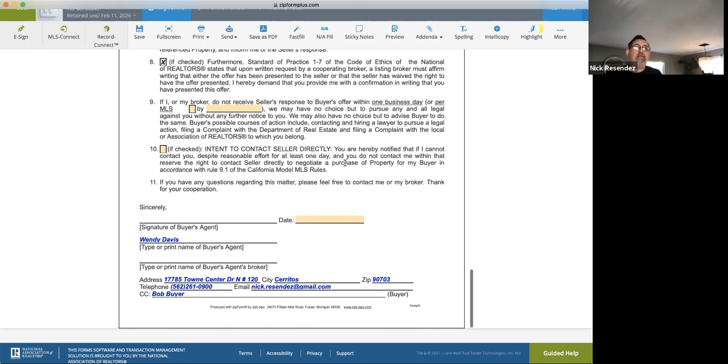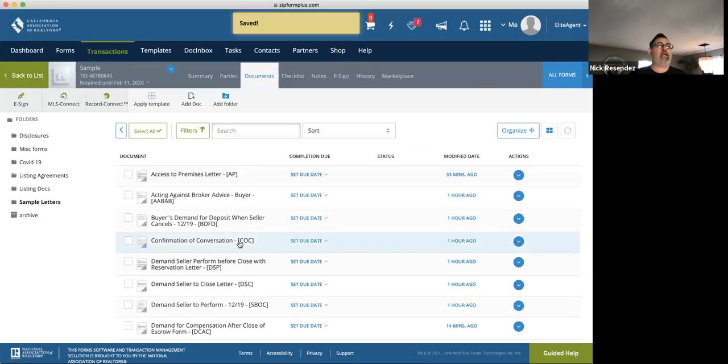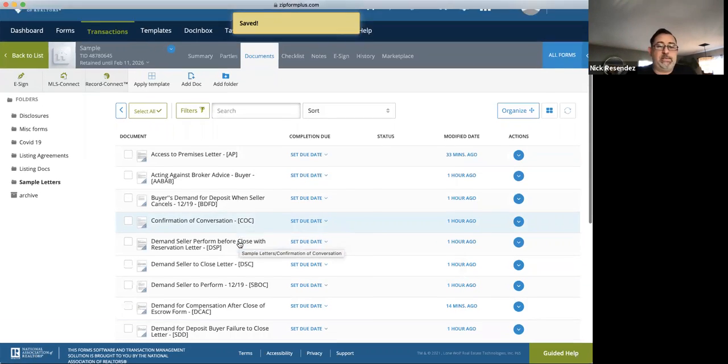There is a checkbox here at number 10, intent to contact seller directly. It says, if I can't contact you despite efforts to do so within a day, and you do not contact me, then I reserve the right to contact the seller directly to negotiate a purchase of property for my buyer. So what this basically says is, agents ask all the time, can I take my offer to the house of the seller and let them know that we wrote an offer on their property? In some circumstances, the answer is yes. If they're not responding to you or getting you the confirmation of whether their offer was presented, you can do that. Thank you for your cooperation. So that's the letter we can send if we believe the offer has not been presented. There's another one we'll look at in just a second that is similar to this.